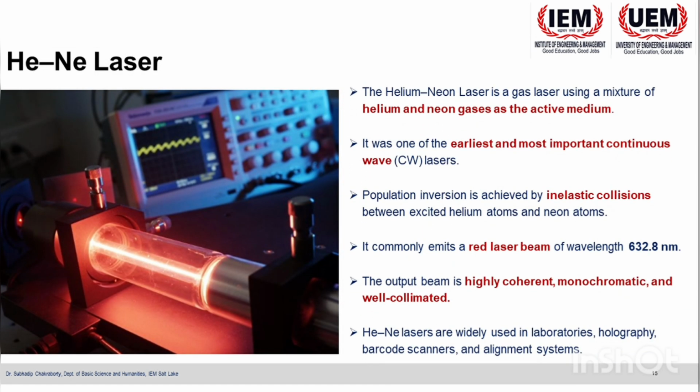Now, let us discuss the helium neon laser in detail. The HeNe laser is a gas laser that uses a mixture of helium and neon gases as the active medium. It is one of the earliest continuous wave lasers and is widely used in laboratories and optical experiments. The laser commonly emits red light of wavelength 632.8 nanometers.